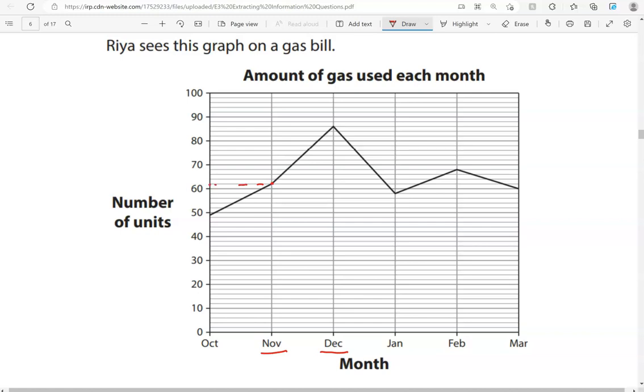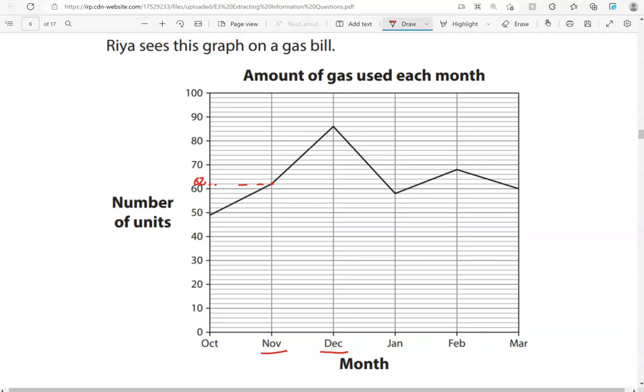So that's between 60 and 70 for November. Is it 61? Let's have a look. So 61, 62, 63, 64, 65. That doesn't work. Is this 62? So is it going up in twos, the scale? 62, 64, 66, 68, 70. So that works. So this is 62.